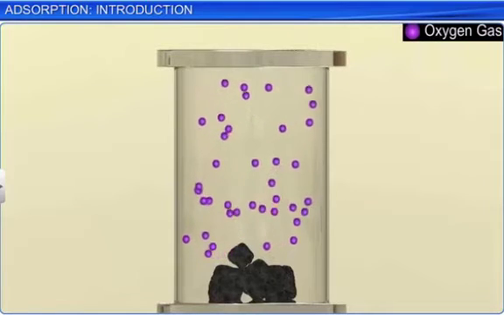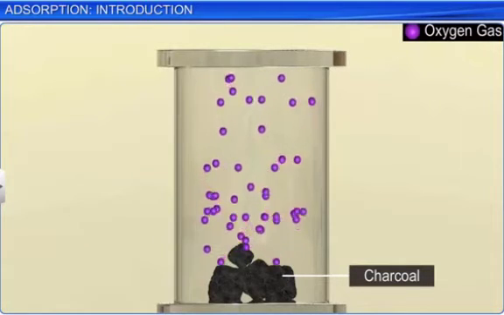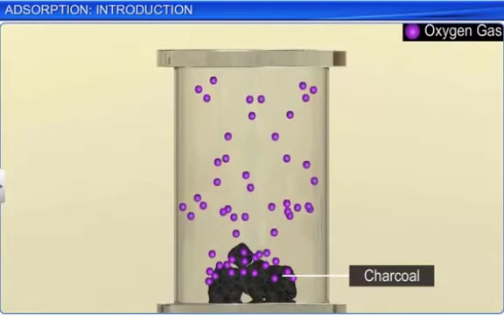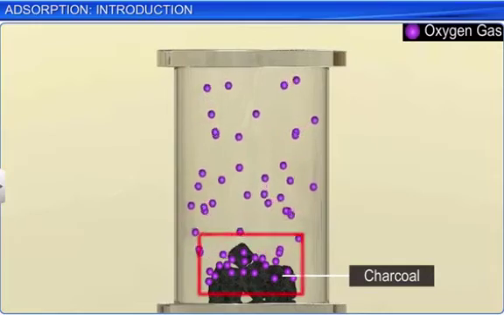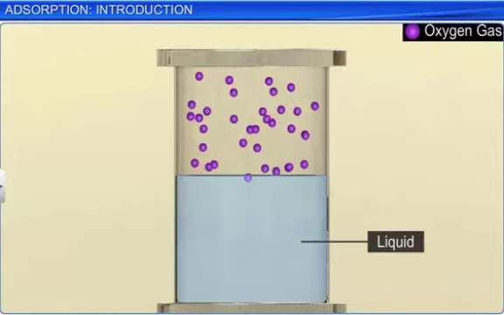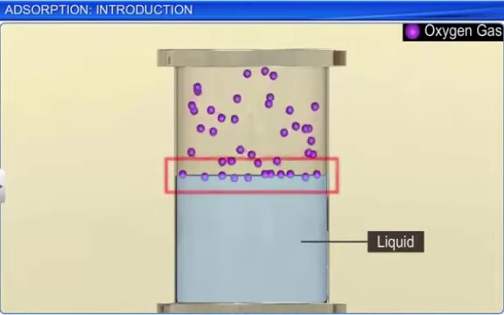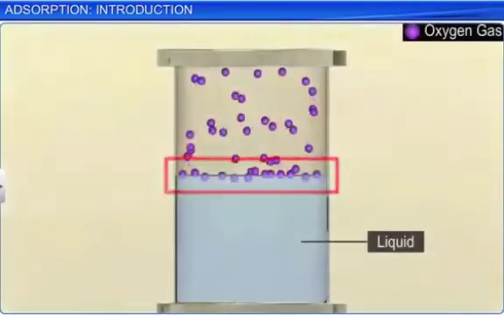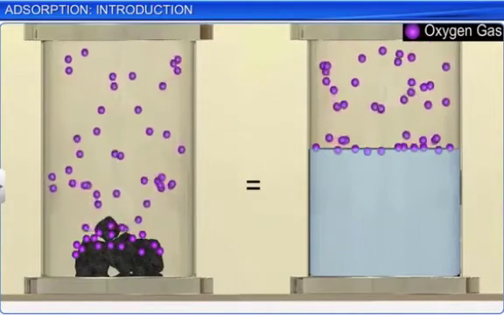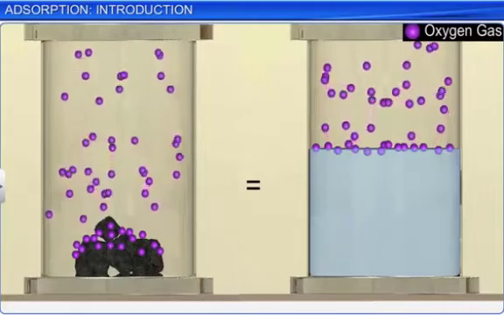If you put solid charcoal in a closed vessel containing oxygen, you observe that oxygen molecules are attracted to the solid surface of charcoal. As a result, the concentration of the gas on the surface of the solid increases. The same reaction occurs if a liquid is put into a closed vessel containing gas. The gas molecules will accumulate on the surface of the liquid. This phenomenon of attracting and retaining the molecules of a substance on the surface of a solid or liquid, resulting in a higher concentration of the molecules on the surface, is known as adsorption.